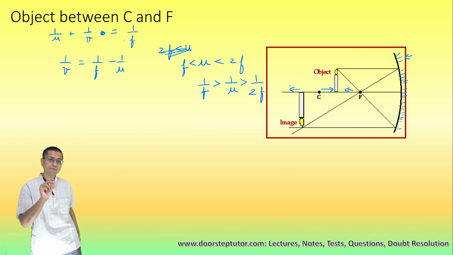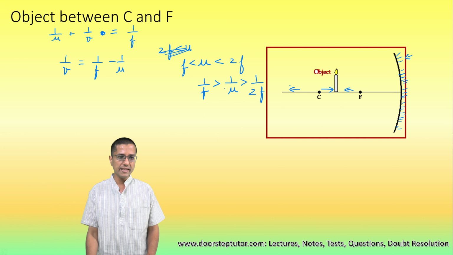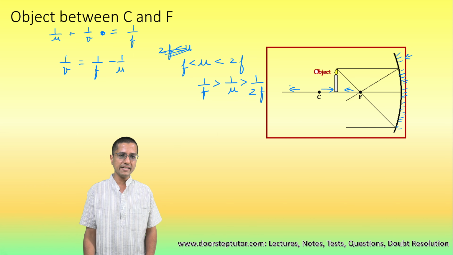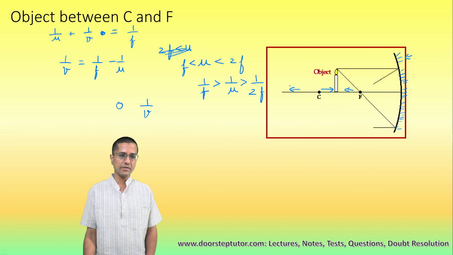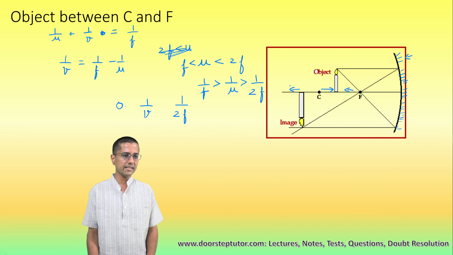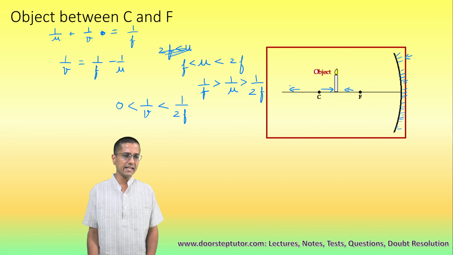Now what I know about 1 by u is that it is less than 1 by f, but it is greater than 1 by 2f. So when 1 by u is equal to 1 by f, my 1 by v will be equal to 0. When my 1 by u is equal to 1 by 2f, my 1 by v will of course be equal to 1 by 2f. So that means that my 1 by v lies between these two. So 1 by v is greater than 0 and it is less than 1 by 2f.